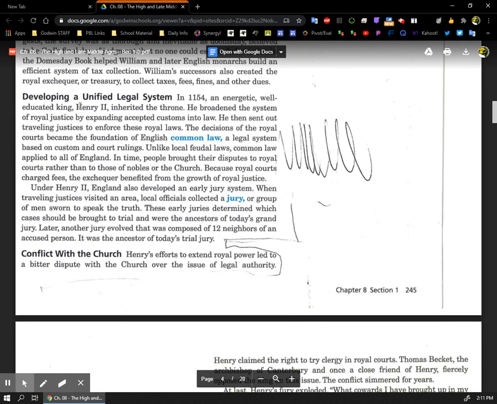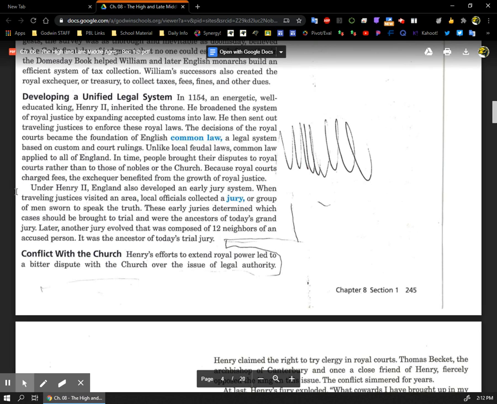Developing a legal system. In 1154, an energetic, well-educated King Henry II inherited the throne. He broadened the system of royal justice by expanding accepted customs into law. He then sent out traveling justices to enforce these royal laws. The decisions of the royal courts became the foundation of the English common law, a legal system based on custom and court rulings. Unlike local feudal laws, common law applied to all of England. In time, people brought their disputes to royal courts rather than to those of nobles or the church. Because royal courts charged fees, the exchequer benefited from the growth of royal justice.